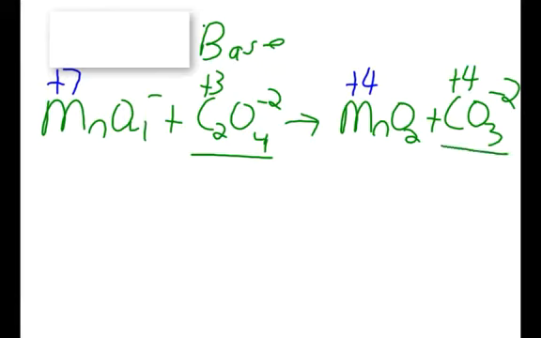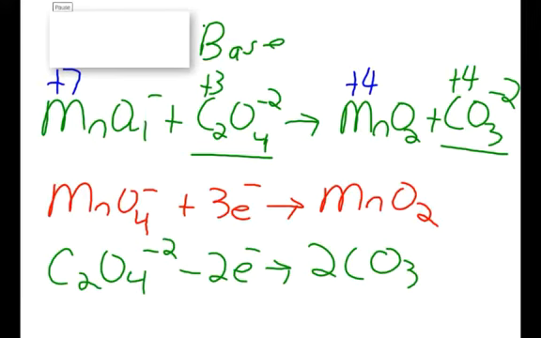You do the same thing. You split it into 2 half reactions. Let's see what those look like. All right, there are your 2 half reactions. Manganese gaining 3 electrons, oxalate losing 2 electrons to become carbonate.